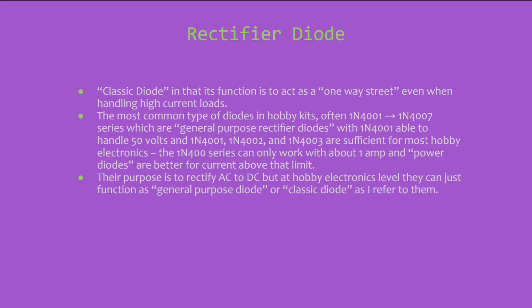Keep in mind this entire series is only set to work with 1 amp or under, and things known as power diodes are used for when you need more current than that. They're called rectifier diodes because their original main purpose is to rectify AC to DC, but at the hobby electronics level, you could just use them as a general purpose diode, or I've coined the term classic diode.